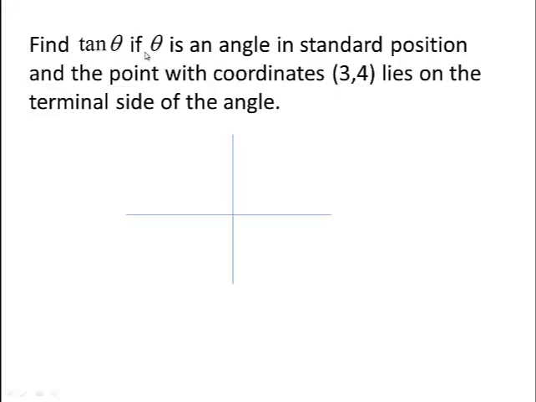Find the tangent of theta. If theta is an angle in standard position and the point with the coordinates 3, 4 lies on the terminal side of the angle. The terminal side is the side of the angle that is turning. The side that doesn't turn is at 0. So that 3, 4 is this point right here, and this is theta. That's the angle I'm talking about here, because this is the terminal side right here, the hypotenuse. So opposite is 4, adjacent is 3, and we want to find tangent, and tangent will be opposite over adjacent.